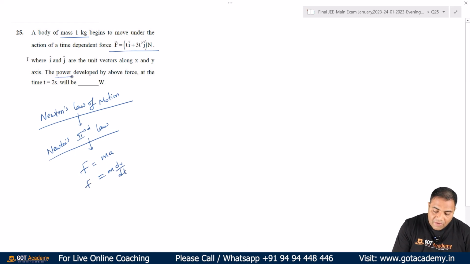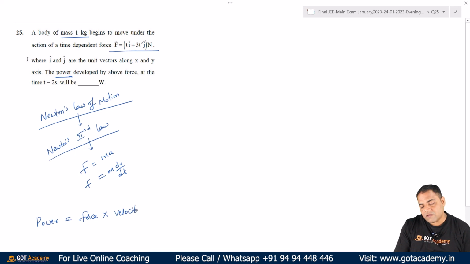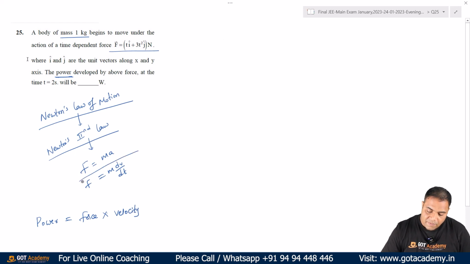But here it is asking for power. Okay, power, nothing but work, power, energy. So what is the relationship between power and force? We have studied that power is equal to force into velocity. Power is equal to force into velocity. Okay, now let us see. So with this relation, I'll start my analysis.